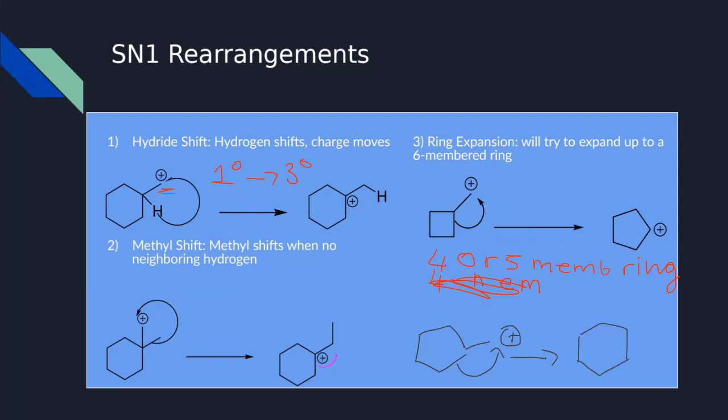So just something to consider. I know this one tends to be a little more intimidating for our students. It's something you have to consider, though, that if our carbocation is adjacent to a 4 or 5-membered ring, we have to expand it, because that would make it much more stable. Oh, yes, and the positive charge does move over here, yes.